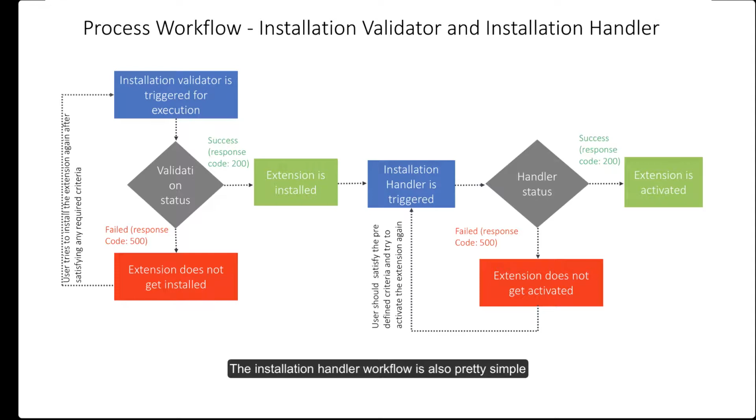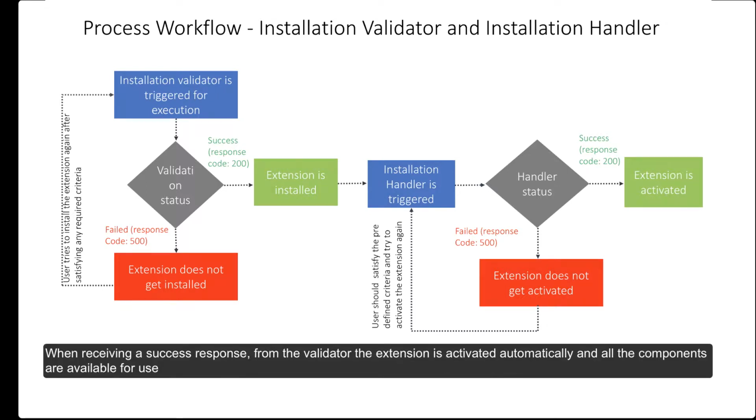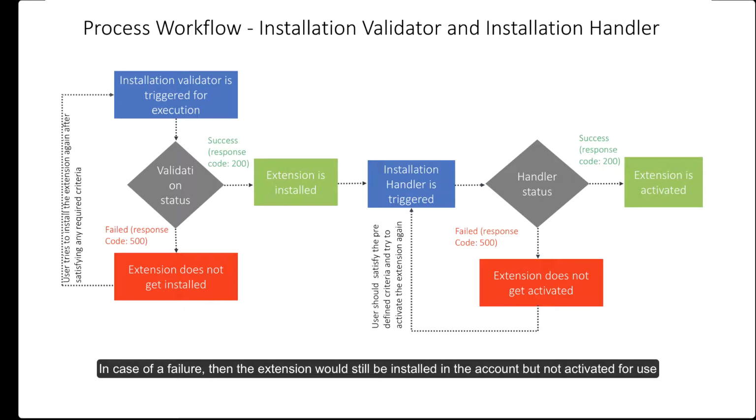Again, the installation handler workflow here is also pretty simple. When receiving a success response from the installation validator, the extension is activated automatically and all the components are available for use. In case of a failure, then the extension would still be installed in the account but not activated for use. The user can contact the developer or the support team to get more information or finish any requirements to be done before trying to activate the extension.